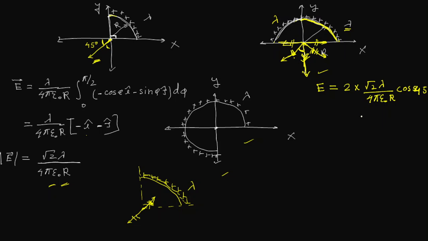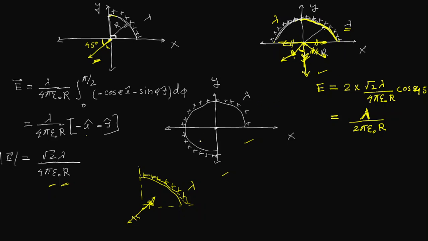Okay, cos 45 degree. The value of cos 45 degree is 1 by root 2. So this root 2 will cancel out. So finally what we'll get? We'll get lambda divided by 2 pi epsilon naught r. So this will be the magnitude of the electric field at the center of a semicircle, which is carrying a uniform linear charge density lambda, and the radius of this circle is r.